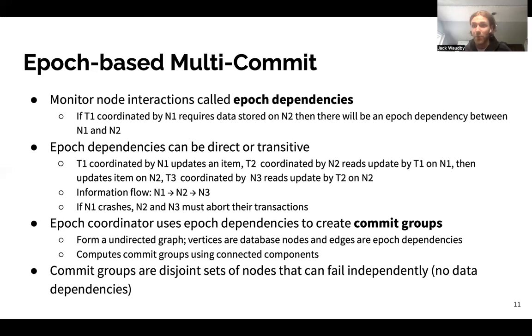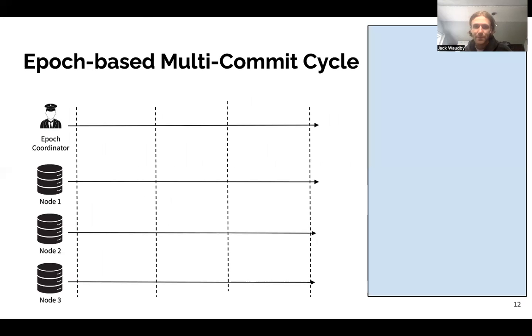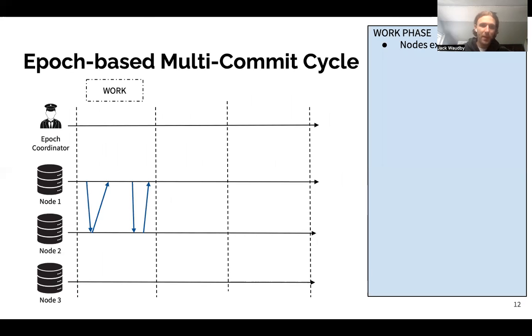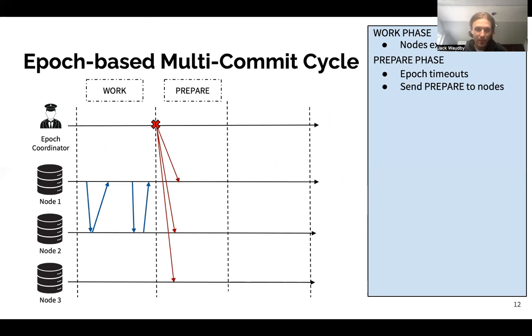So let's have a look at an example of what this might look like in practice. As before, we have an epoch coordinator and 3 database nodes. In the work interval here, node 3 has not communicated with node 1 or node 2. It has not executed or managed any discrete transactions that have interacted with those 2 nodes, whereas node 1 and node 2 have. So they now have an epoch dependency upon each other.